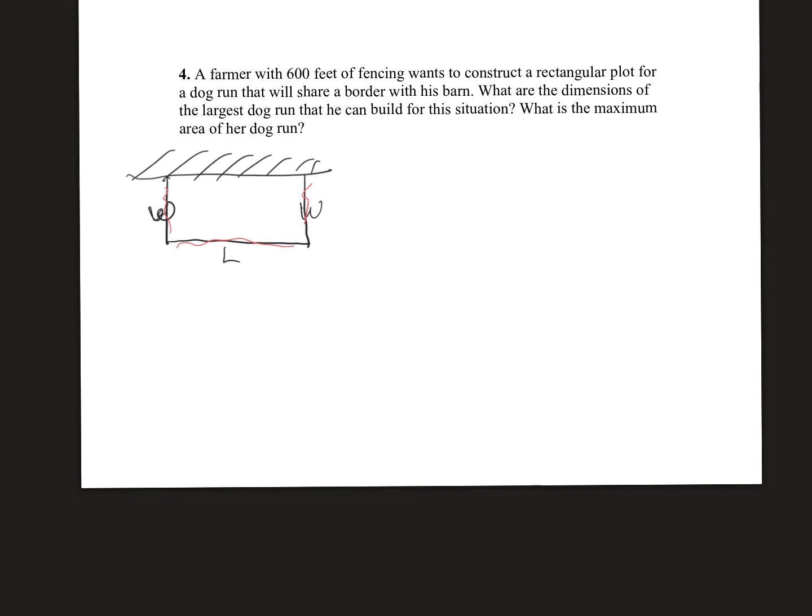So that basically tells us that our perimeter in this case is just 1L plus 2W. And then since we know we have 600 feet of fencing, 600 equals L plus 2W. So there, that's a 600 right there. So this becomes our constraint.